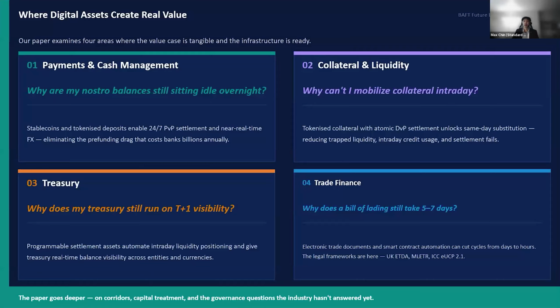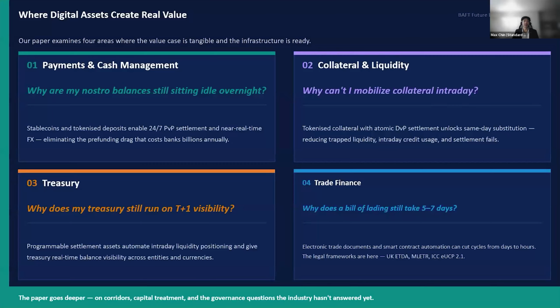Let me start with Treasury. For many corporates and financial institutions today, Treasury management remains surprisingly fragmented. Liquidity is often spread across multiple entities, currencies, and jurisdictions. Visibility is often delayed, and cash can become trapped across the organization. This is where digital assets are beginning to demonstrate practical value. Tokenized deposits, wholesale CBDCs, and other programmable settlement assets do have the potential to enable more real-time visibility and movement of value across entities and markets.